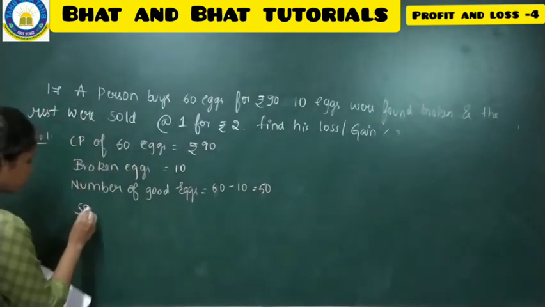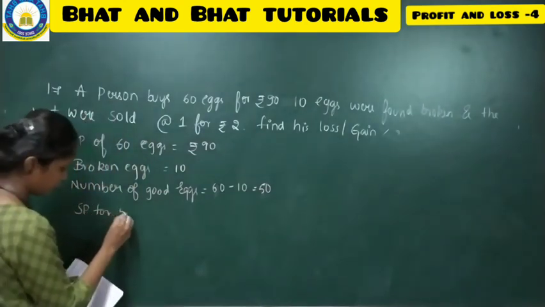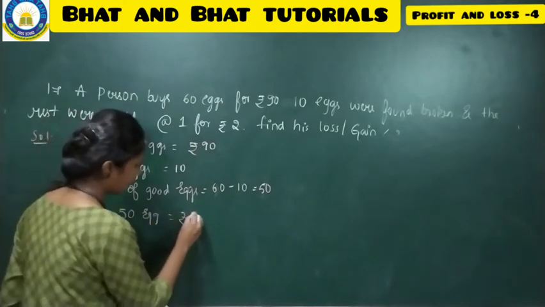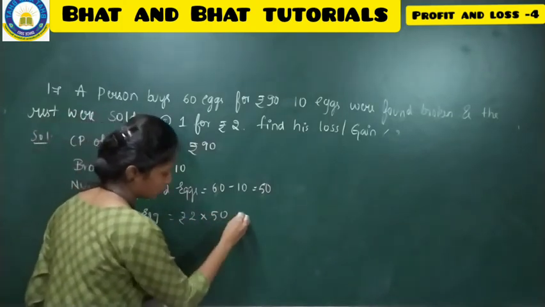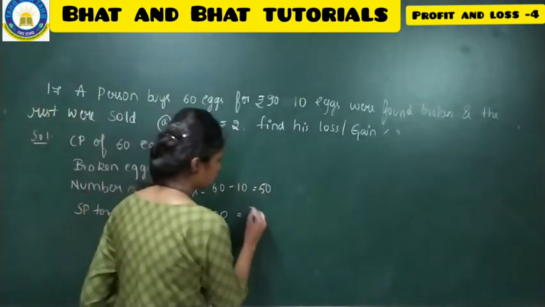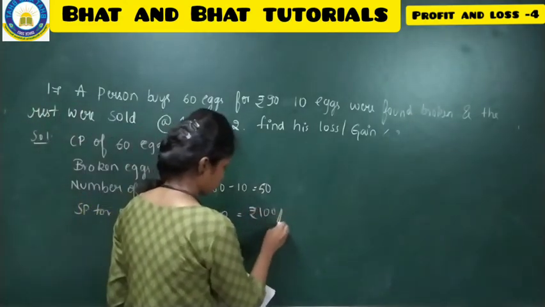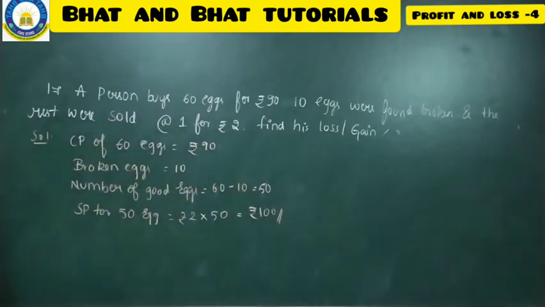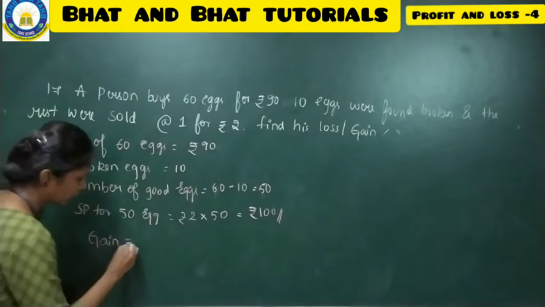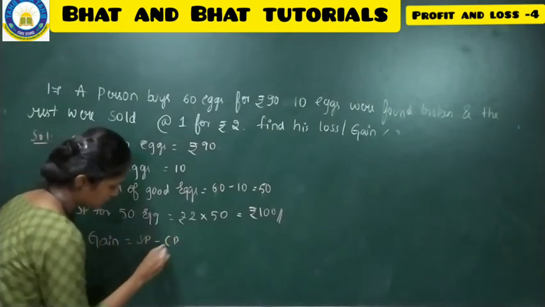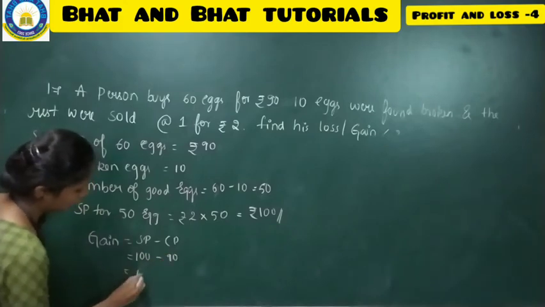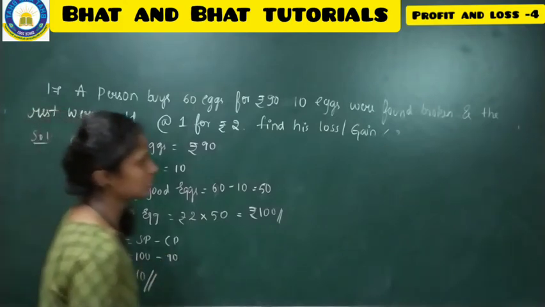Now we have to find SP for 50 eggs. They are telling that each egg is sold for rupees 2. That means the SP of 50 eggs will be rupees 100. With this help we can find the loss or gain. So it is a gain, by seeing only you can tell. SP minus CP, 100 minus 90, 10 rupees the person has gained.